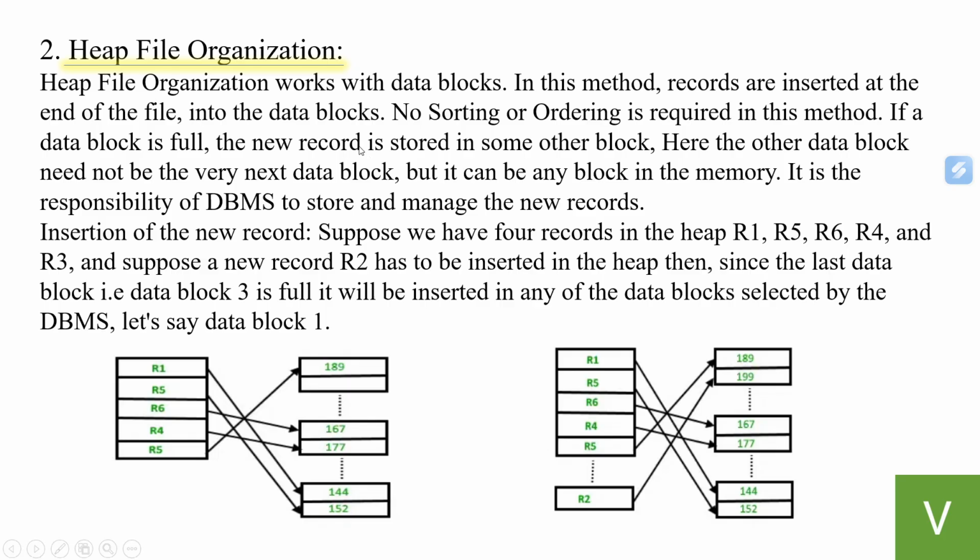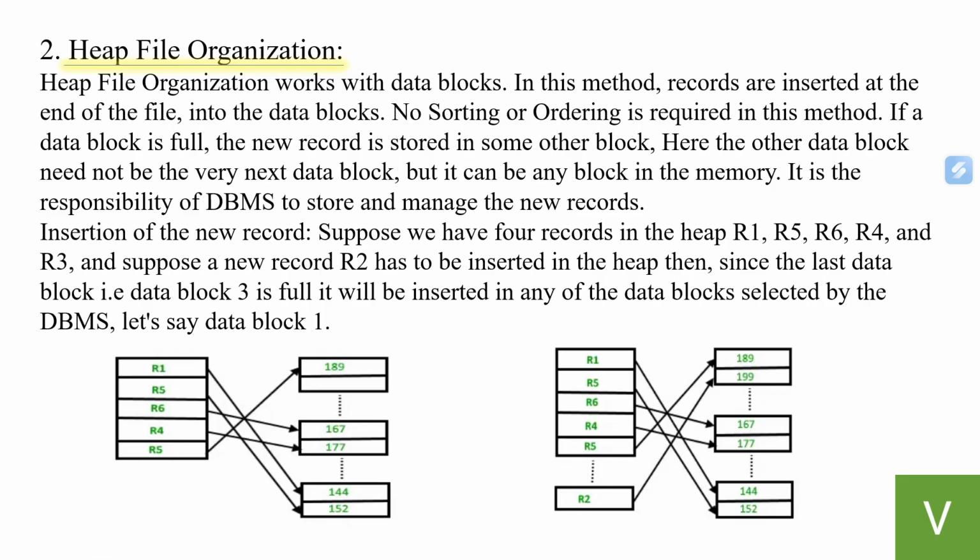Let us look into the second type, which is heap file organization. Heap file organization works with data blocks. In this method, records are inserted at the end of the file into the data blocks. No sorting or ordering is required in this method. Let us observe this more clearly in this image.